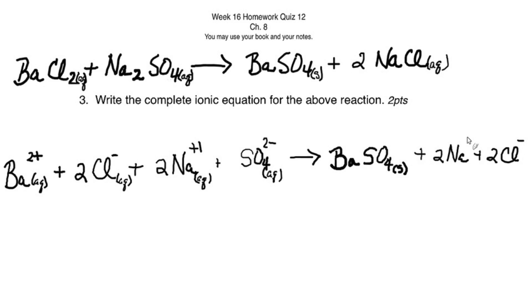The chlorine should have the negative charge, and the sodium should have the positive charge. Okay, so you should have a +2 on barium, -1 on 2 chlorines, a +1 on 2 sodiums, a -2 on the sulfate ion, the barium sulfate ionic compound, and then the sodium ions, 2 of those, and 2 chlorine ions. And of course these are also aqueous because they're just floating around in solution, dissolved in solution. So that is the answer to number 3.